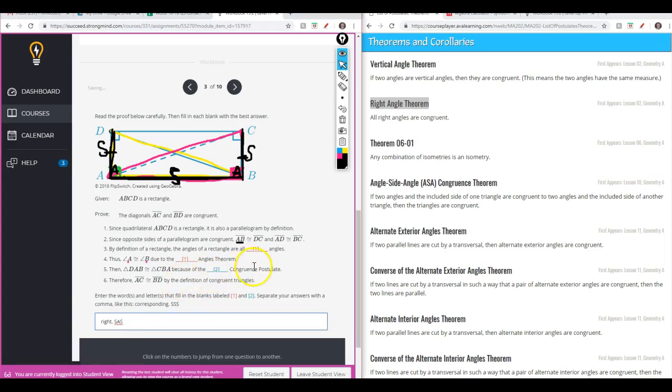And that's how we proved that, therefore, segment AC is congruent to segment BD by the definition of congruent triangles, because they're corresponding sides.